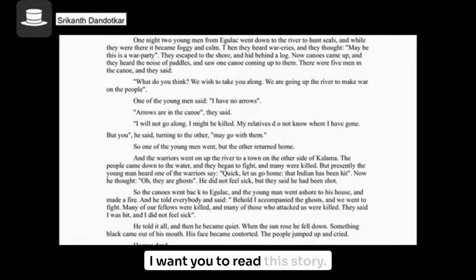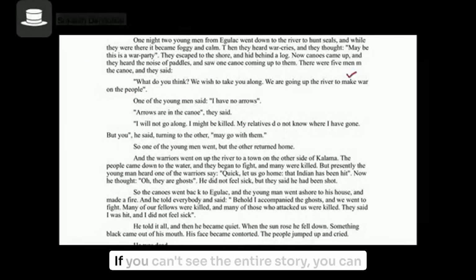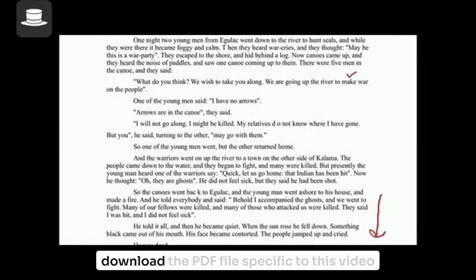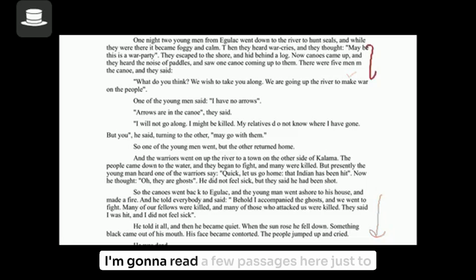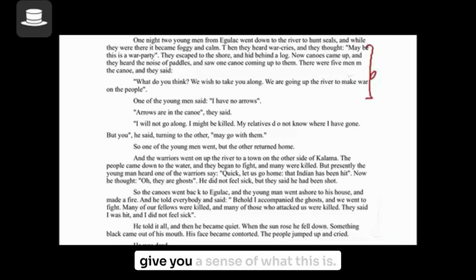I want you to read this story. If you can't see the entire story, you can download the PDF file specific to this video and read the story. I'm going to read a few lines here just to give you a sense of what this is. This is a folktale story about the War of the Ghosts.